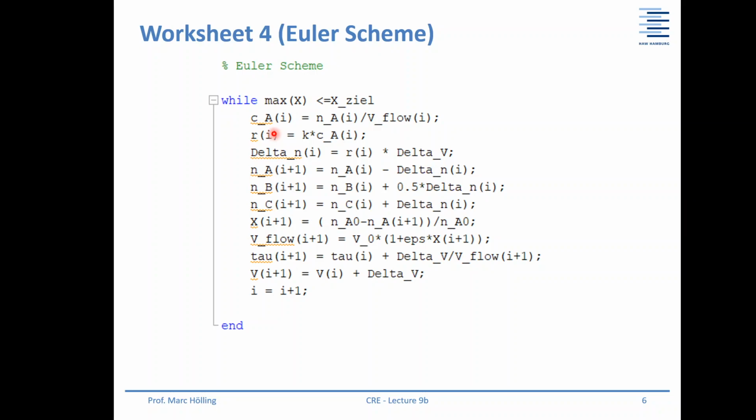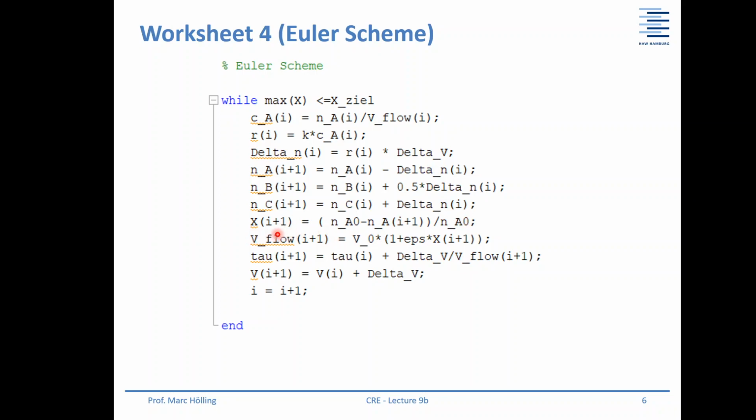Okay, so basically you have to calculate your concentration from your mole flows. With the concentration you can calculate your reaction rate. Then you can say, okay, the change in mole flow is the reaction rate times the volume of your very small slice. And then if you know your delta n, you can say what is the change in the mole flows? So component A is reduced, that's why you have a minus here. Component B is produced, but it's just half of it. And component C, this is the plus here. And then you can say, okay, what is my conversion? The conversion is just the initial mole flow minus the actual mole flow divided by the initial mole flow.